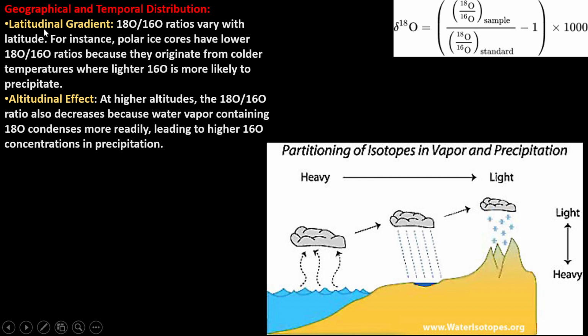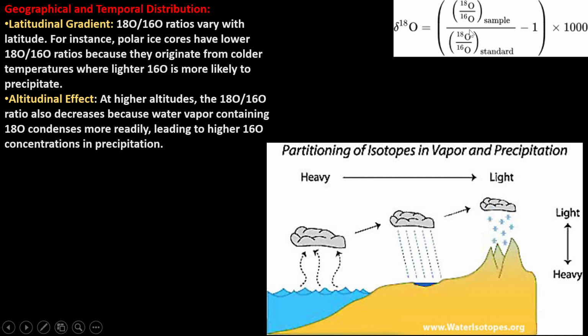So first of all, the latitudinal gradient. The O18 and O16 ratio will vary with latitude. For example, in polar ice there will be low O18 and O16. It means that in polar ice the O16 concentration will be high, but in the ocean or near the ocean, the O18 concentration will be high.